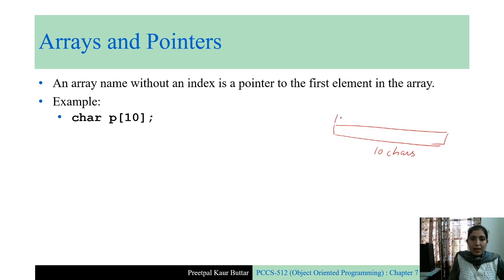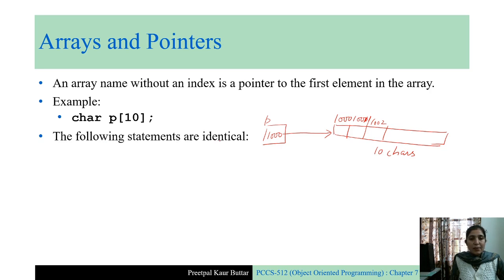And these 10 characters will have some base address. So the first character will be at 1000, the next character will be at 1001 because a character occupies 1 byte. Next will be at 1002 and so on. And what is p here? p is a pointer which is storing the address of the first element, that is 1000. So p is pointing to this. This is what actually happens when you create an array.